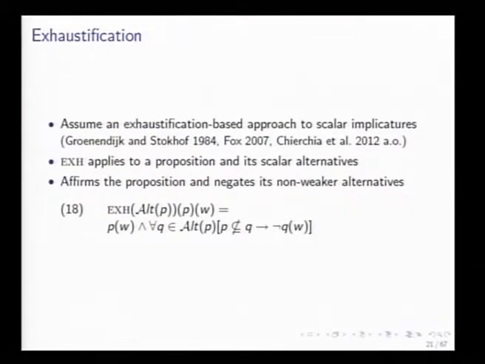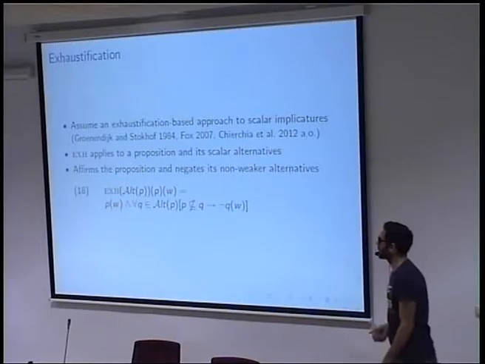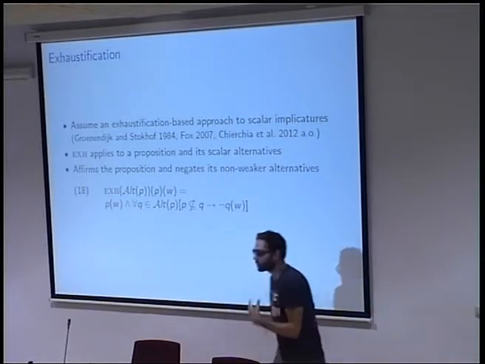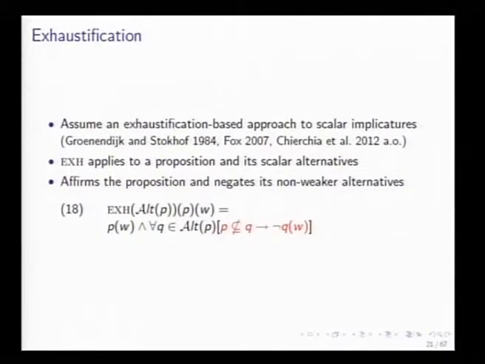To implement this, we need a theory of scalar implicature. So, to pick one randomly, we're going to use an exhaustification-based approach to scalar implicatures, where you have this exhaustification operator, X, that applies to a proposition and its scalar alternatives. And here, let's simplify for the sake of this presentation. We're going to just assume a simple semantics: what it's going to do is affirm the proposition and negate all non-weaker alternatives. Okay, you have to be more sophisticated than that, but for now, let's keep it at that.